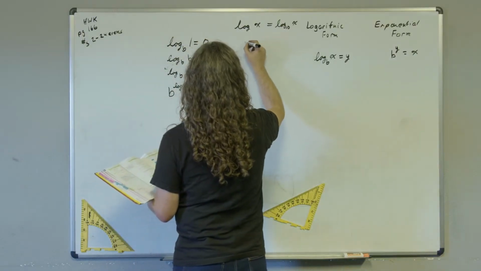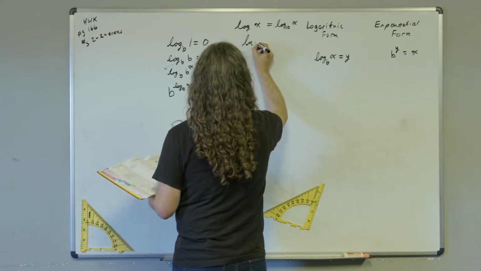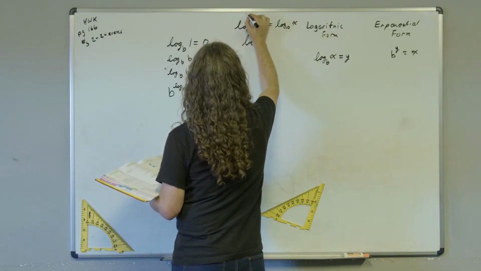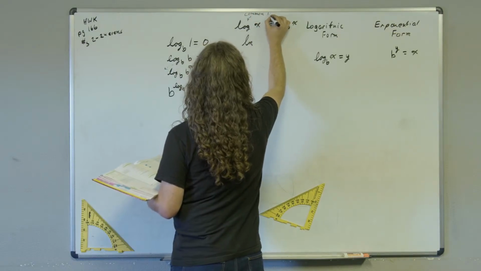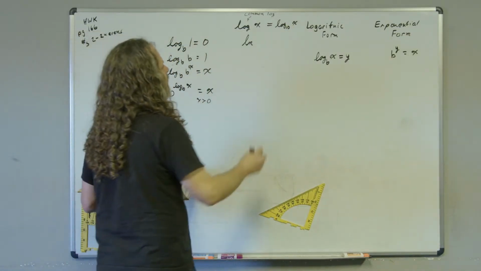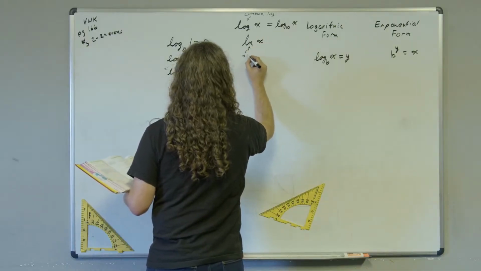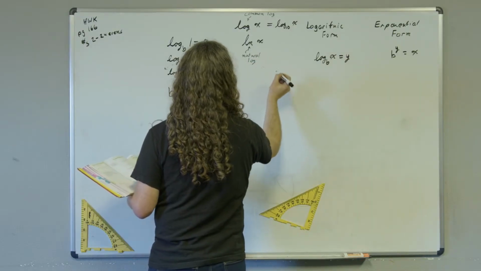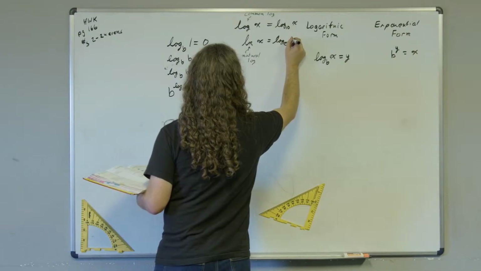Other fancy base. This, by the way, has a name. I didn't write this a minute ago. This is the common log. This is the natural log, and it is the log base e of x.